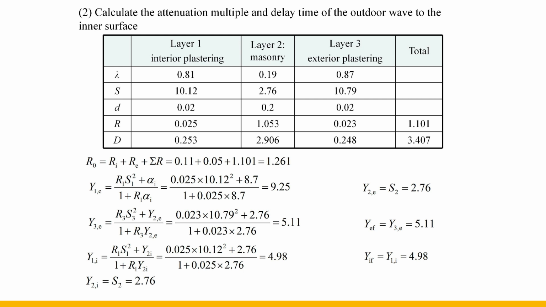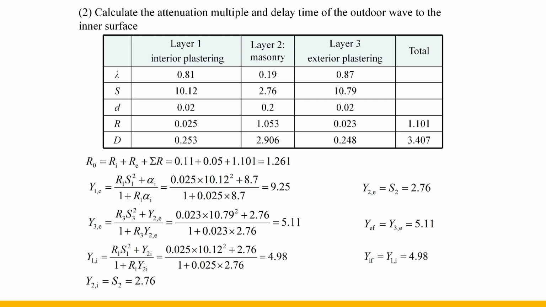Then the inner surface heat storage coefficient of each layer is calculated according to the temperature view from inside to outside. The Y2I of the second layer does not need to be calculated because D2 is greater than 1, which is equal to S2, namely 2.76. The Y3I behind the second layer is not required to be calculated because D2 is greater than 1.